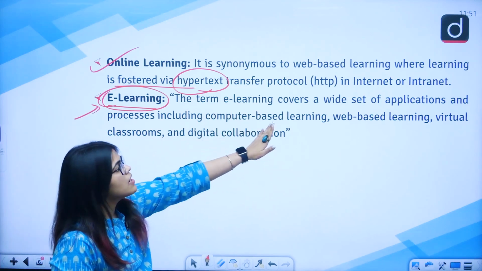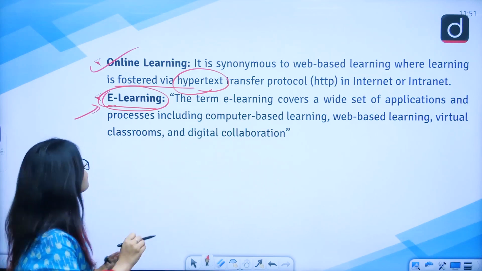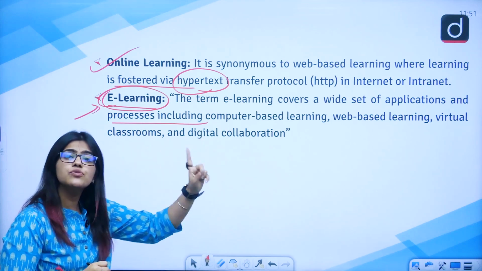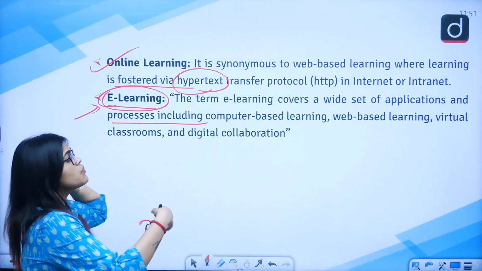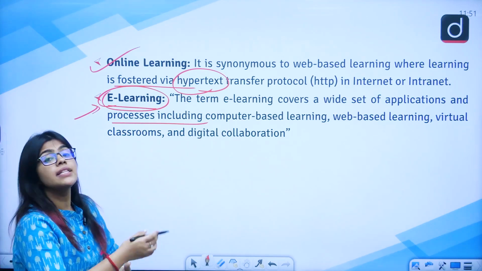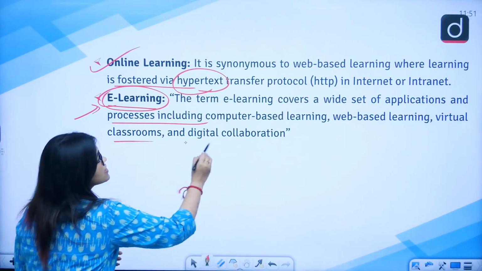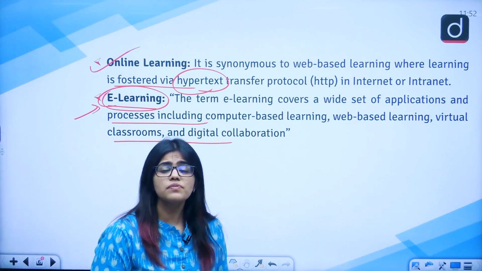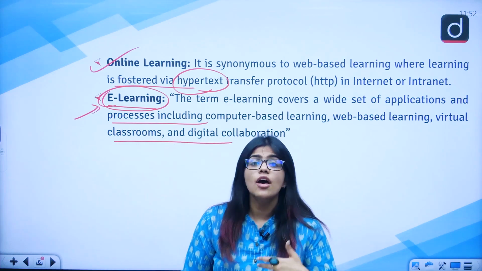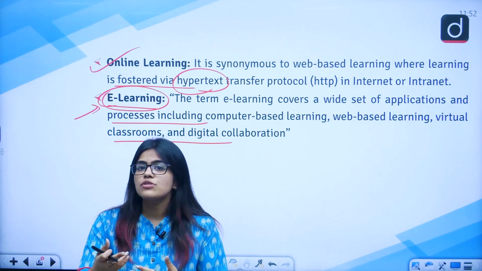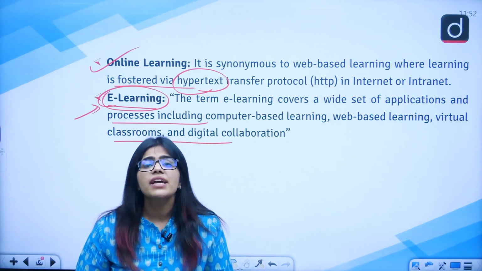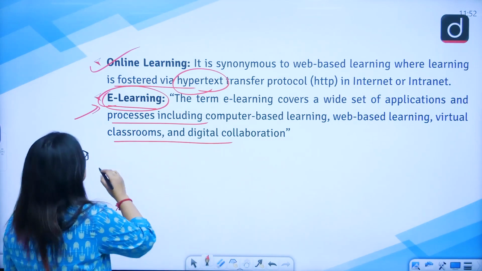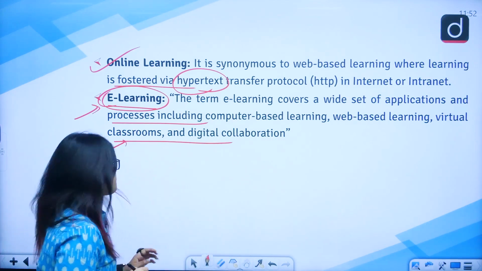The term e-learning covers a wide set of applications and processes, including the computer-based learning that used to happen before as well. Then we switched to web-based learning. Then virtual classrooms also started, and then we started with digital collaborations also. So all these Zoom meetings or Google Classroom meetings, using Google Files to study, using technology to study is now termed as e-learning.